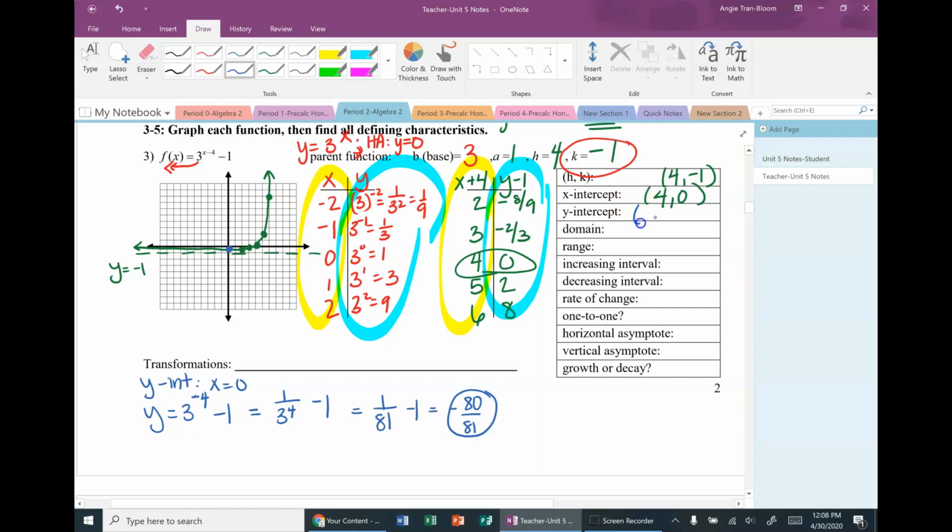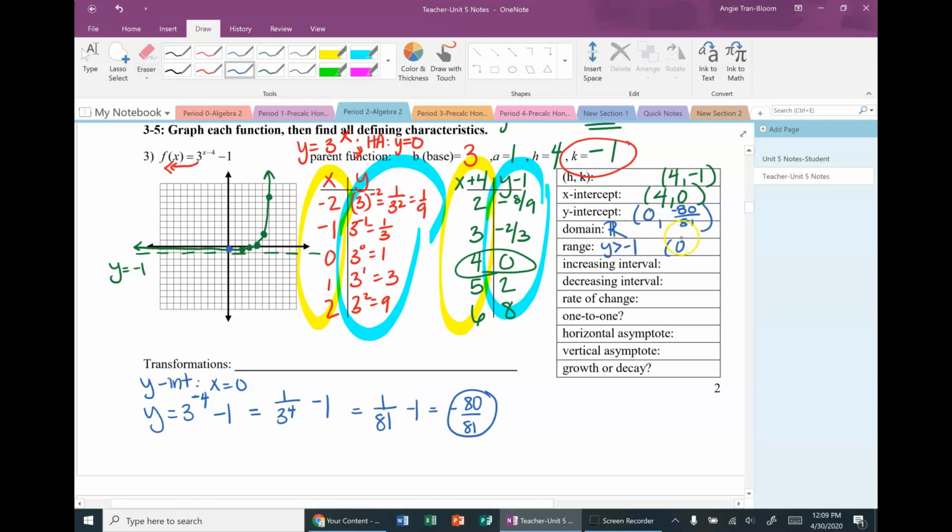So your y-intercept, write it as an ordered pair. If you don't, you will lose points, so make sure it's an ordered pair. Okay? Your domain is always all reals. Your range is going to be y is bigger than 0, or you can write it as 0, oh, not 0, we moved it down 1, my bad.